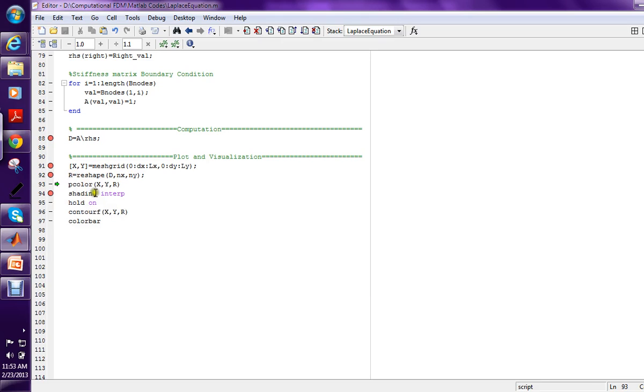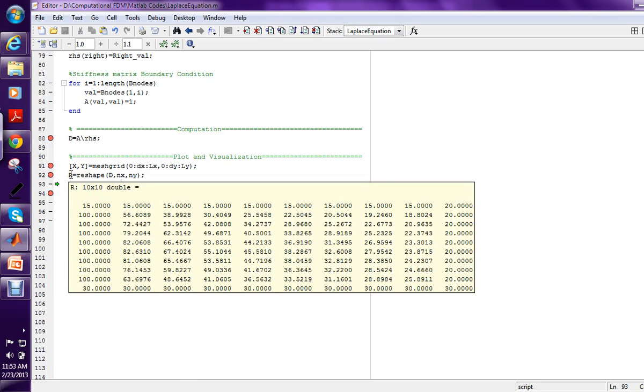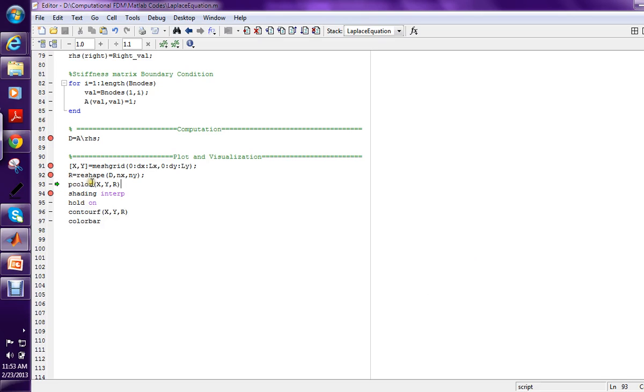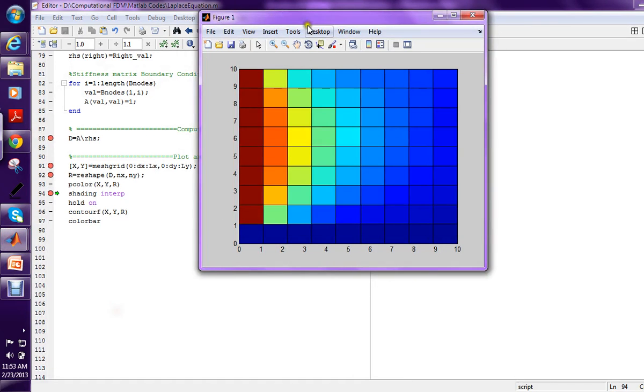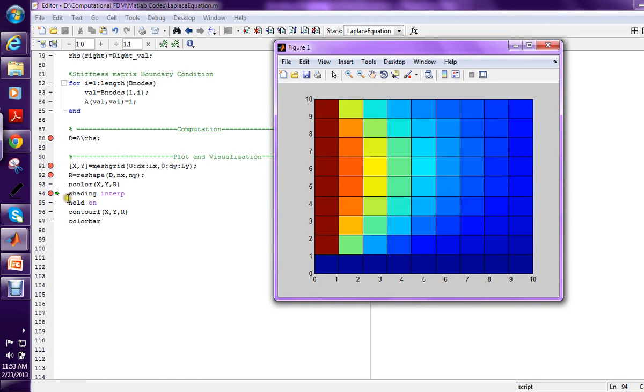Okay, so pcolor x, y, r, where xy is the position. We've got the position xy from this, and r is our solution. So from this pcolor, it will represent the color. Then we can easily find out our solution. Yeah, so we have got this. If we put this, this is our solution here.